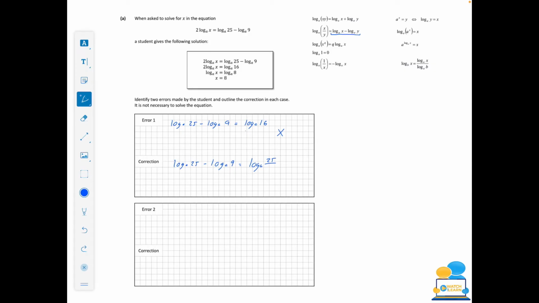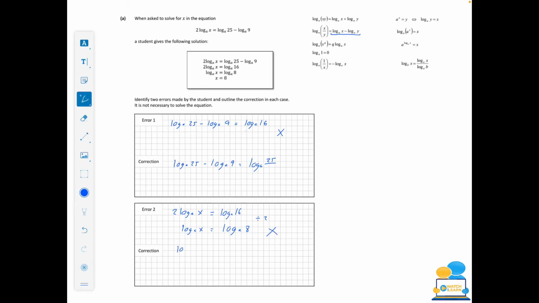So you can't divide it by 2 to get 8. Their mistake was that they said 2 log base a of x is equal to log to base a of 16. They divided by 2, so they said log a of x is equal to log to base a of 8. You're not allowed to do that.